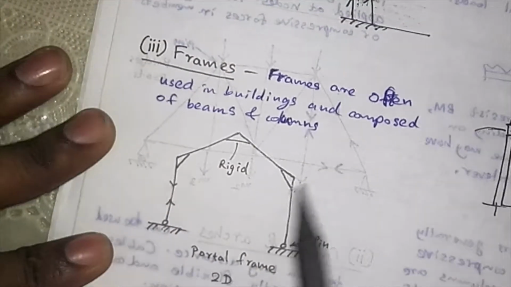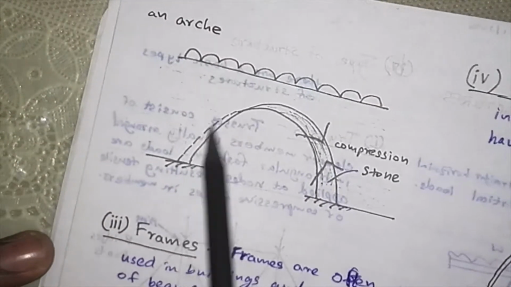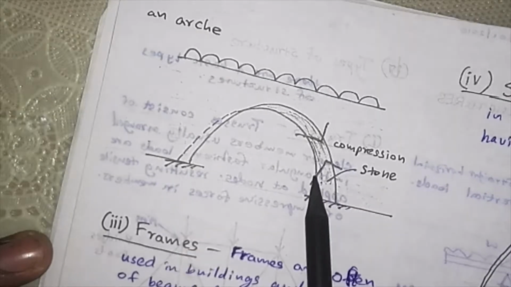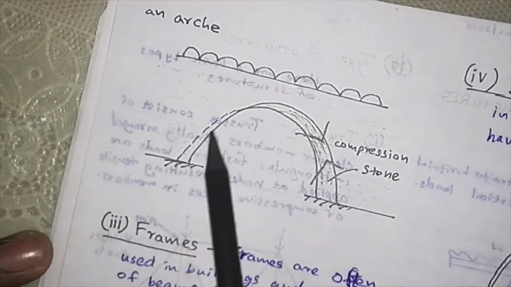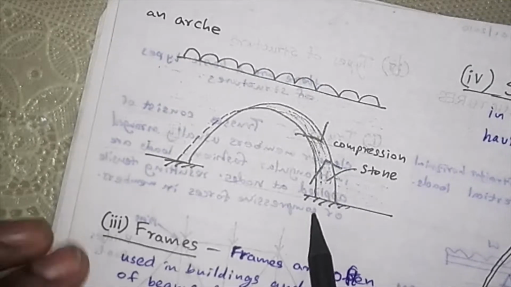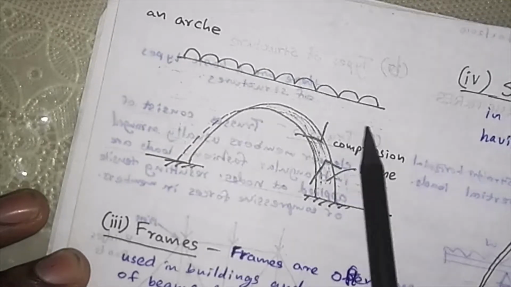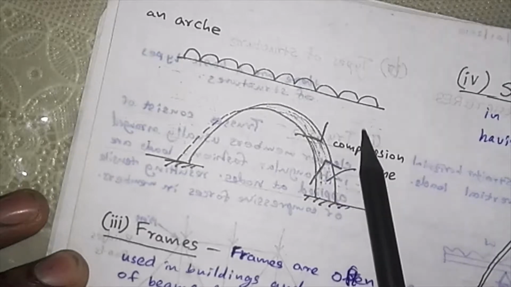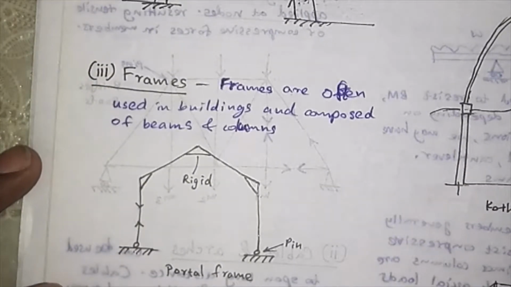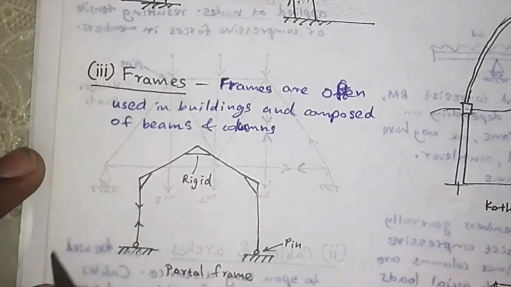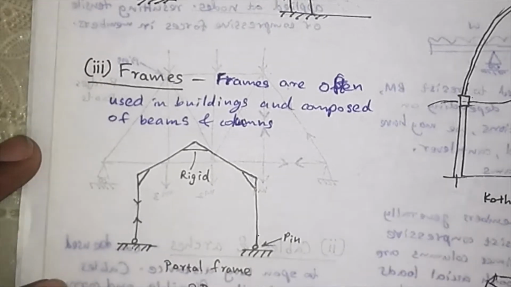The third type, this is also an arch. This is an arch, and in arches there are compressions. Now we can build this type of thing with stones or concrete or whatever it is. But they have UDLs. That means line load acting in the direction of gravity.